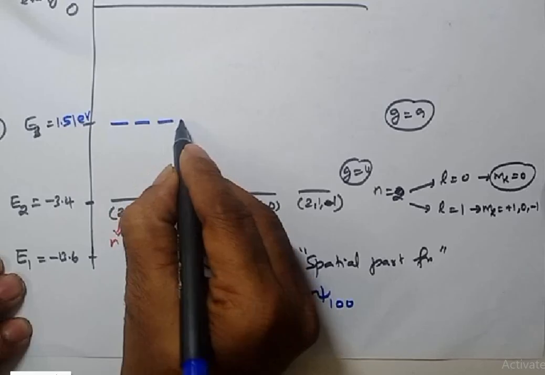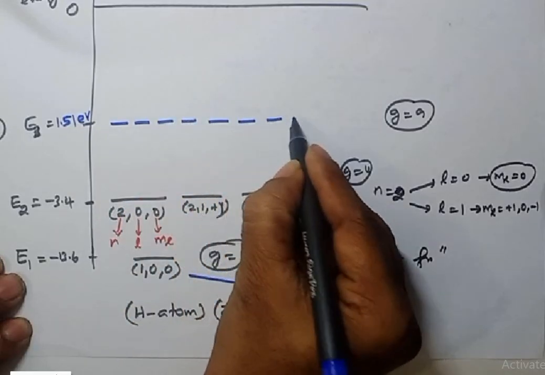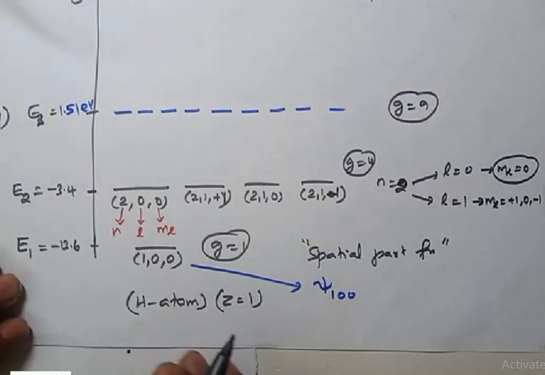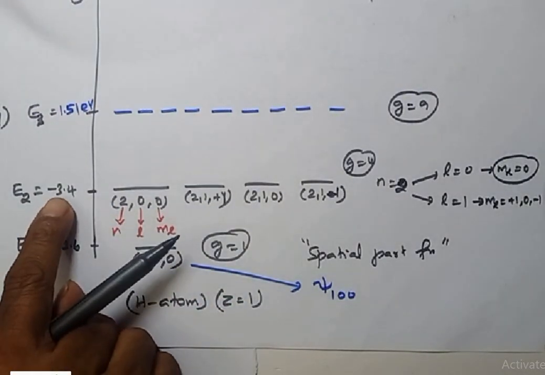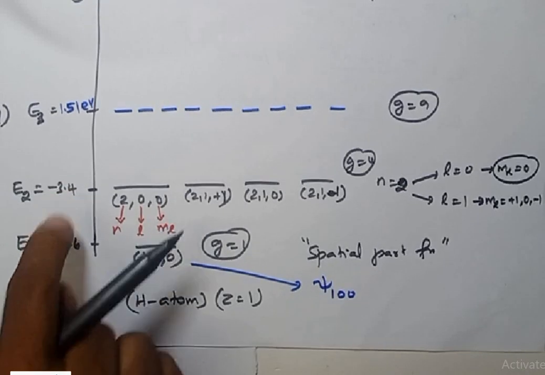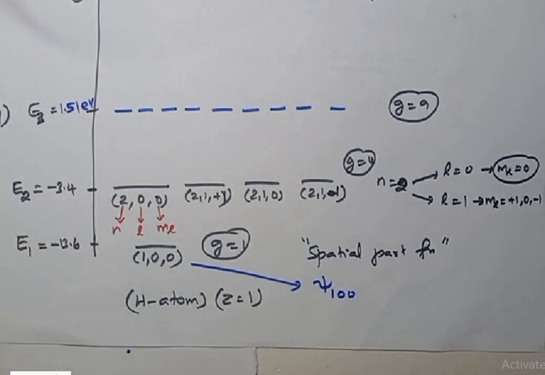1, 2, 3, 4, 5, 6, 7, 8, 9 states. So degeneracy is 9. Now, what about the gap between these two levels? Listen, if you want to find the gap, you subtract the lower value from the higher value. So what is the gap between E2 and E1? E2 is minus 3.4 and E1 is minus 13.6, so 13.6 minus 3.4 will give 10.2 electron volt.